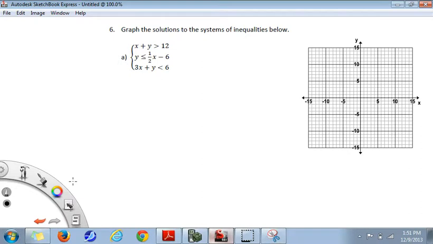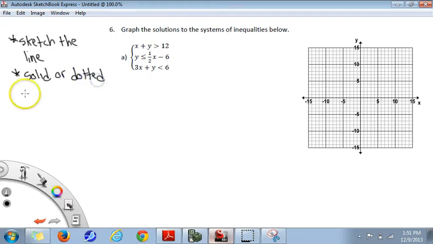When we're graphing solutions to systems of inequalities, first thing we need to do is sketch the line that's created by the equation that goes with the inequality. We need to make sure that we pay attention to whether it should be solid or dotted. And then we determine which side to shade, usually by using a test point.